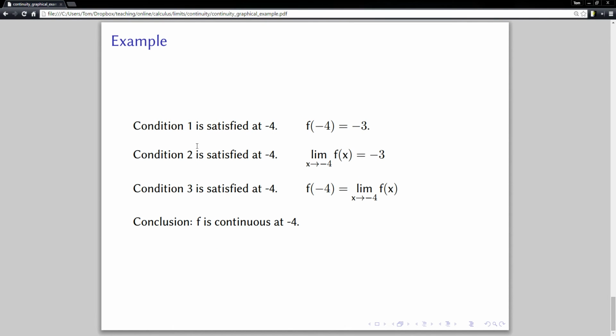So our conclusions here: condition 1 is satisfied. f of -4 is -3. Condition 2 is satisfied. The limit as x goes to -4 of f of x is -3. And finally, condition 3, are those two values equal to each other? Yep, they sure are. They're both equal to -3. So all three conditions are satisfied, are true, and so our conclusion is that f is continuous at -4.